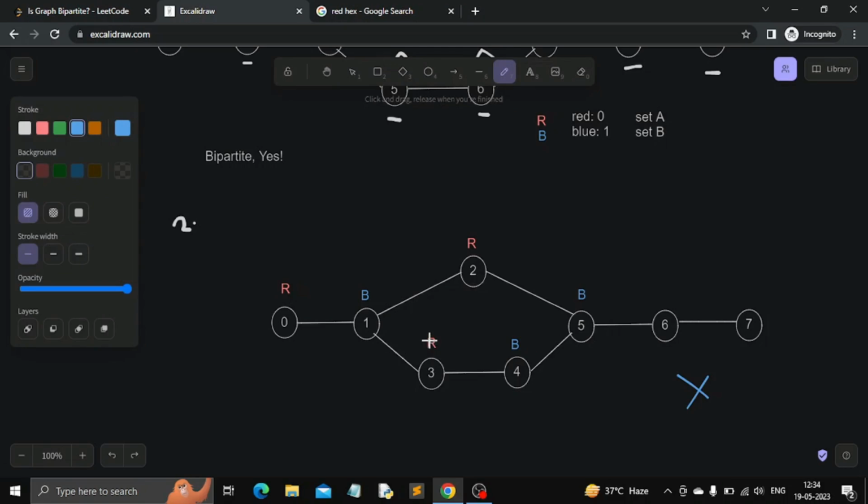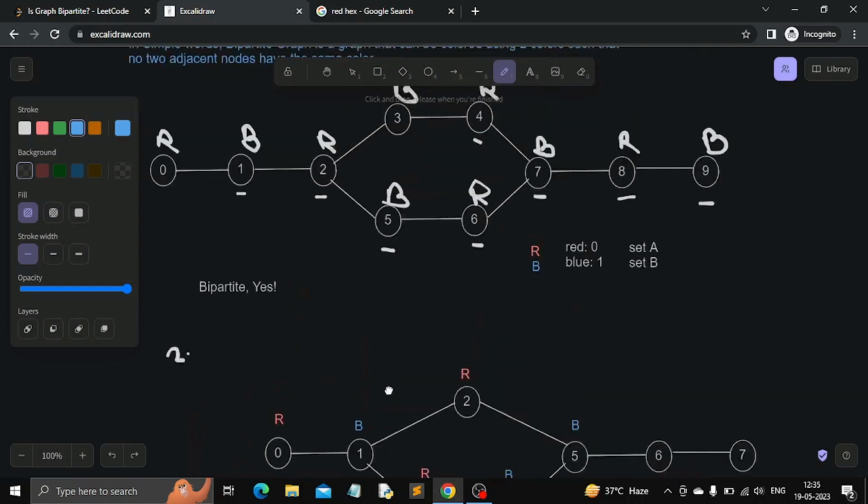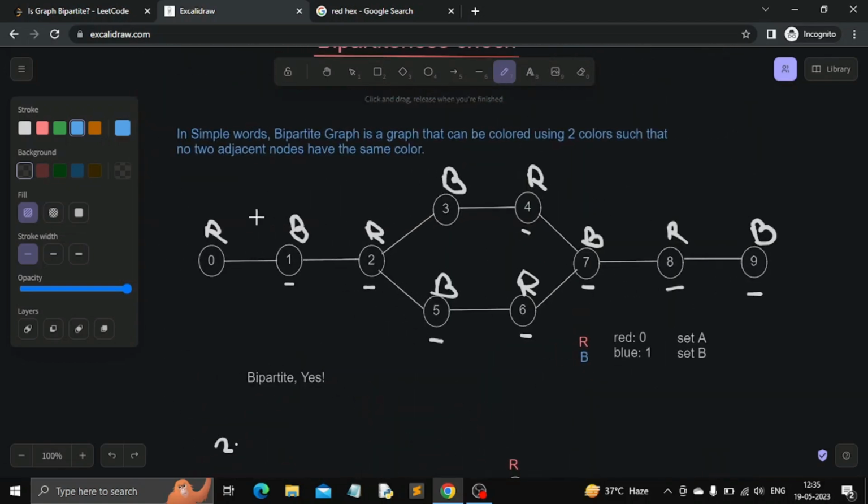So here I would like to make a remark that if any graph does not contain any sort of cycle, then such a graph is a bipartite graph. As you can see, all the adjacent nodes are colored differently, so any graph which does not contain a cycle is surely a bipartite graph. But when a graph contains a cycle, we need to determine whether that graph is going to be bipartite or not.